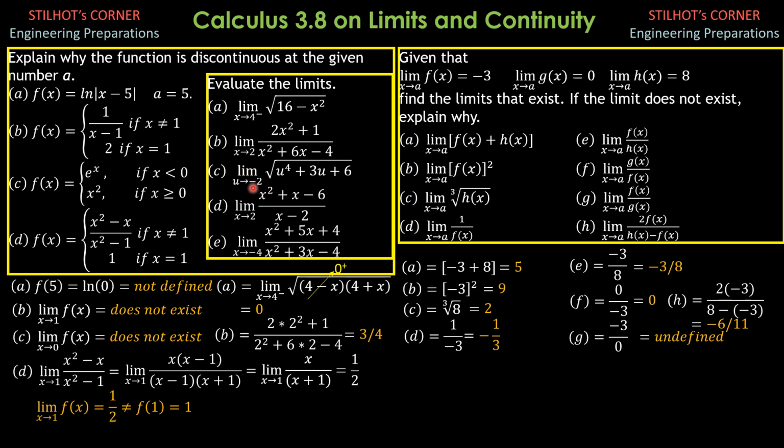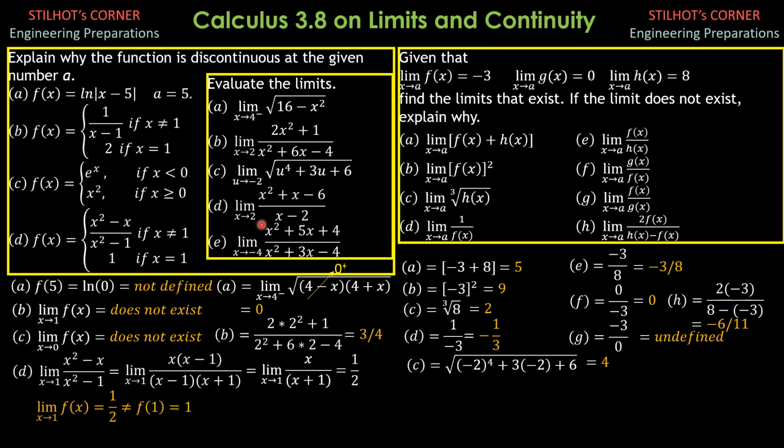C, as x approaches negative 2, this is almost 16. 16 plus 3 times negative 2, so 16 plus negative 6 is 10, plus 6 is 16, and square root of 16 is 4. So it's safe to substitute directly. Square root of negative 2 to the 4th plus 3 times negative 2 plus 6, that is square root of 16, and square root of 16 is 4.